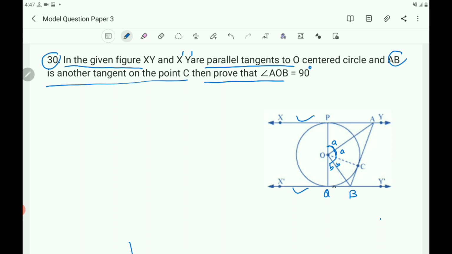Now here you know that PQ is a line joining the points of contact of the parallel tangents. The tangent passes through the center, that is the diameter of the circle, and at this point, as POQ is a straight line, angle POQ is 180 degrees. The sum of all this, that you can have A plus B equals how much? 180 degrees. That is 2A plus 2B equals 180 degrees. If you remove 2 common, 2 into A plus B equals 180 degrees.